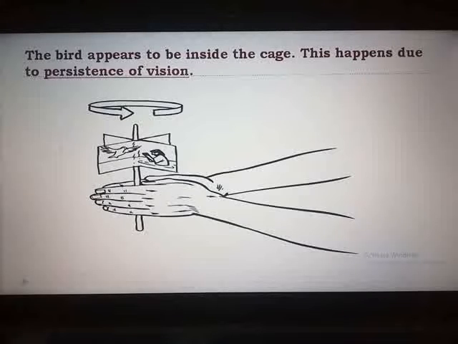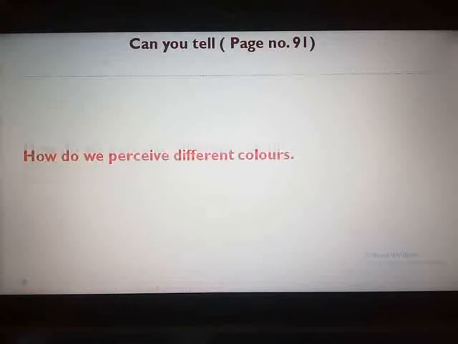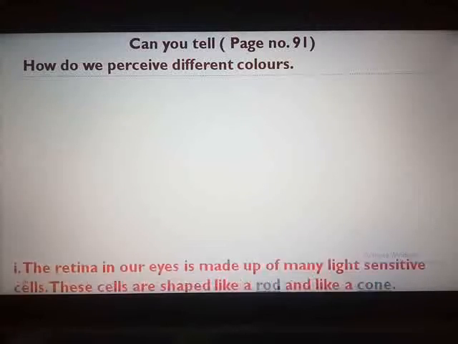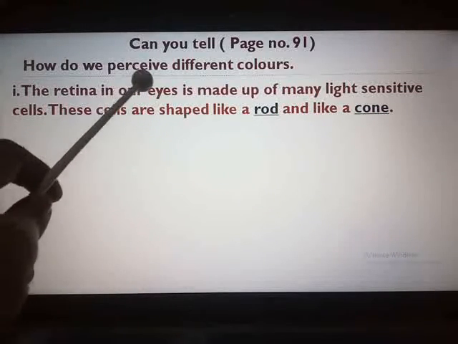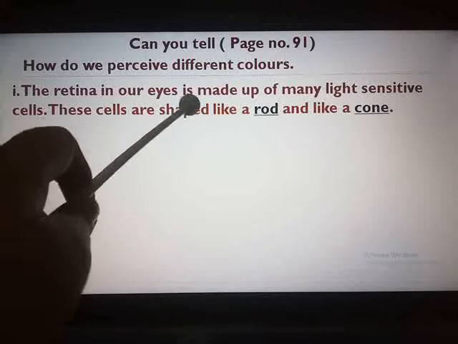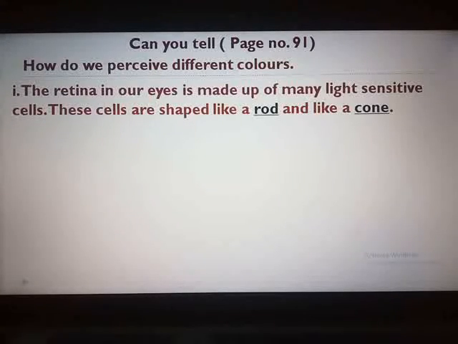Our last activity for this chapter: can you tell, on the same page, how do we perceive different colors? The answer lies in the paragraph just below that activity, the last paragraph of page number 91. Mark carefully. Point number 1 is the first line of that last paragraph: the retina in our eyes is made up of many light sensitive cells. These cells are shaped like a rod and like a cone.